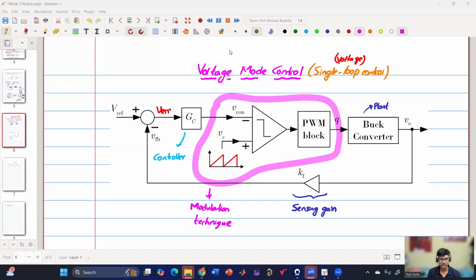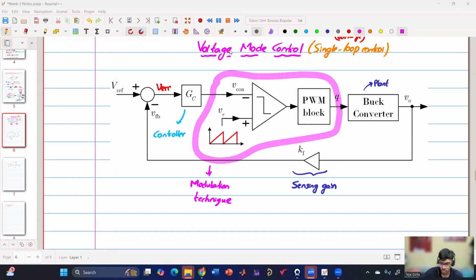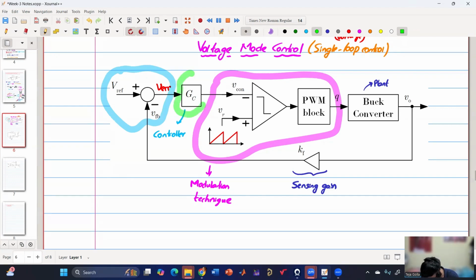So in the case of voltage mode control, it's a single loop, very simple. So it has, I can say, 5 things basically. So let us draw it so that we can identify which is what. So this is our error generation, and this is our controller, and this is our modulation technique, and this is our plant, and this is our sensing circuit.